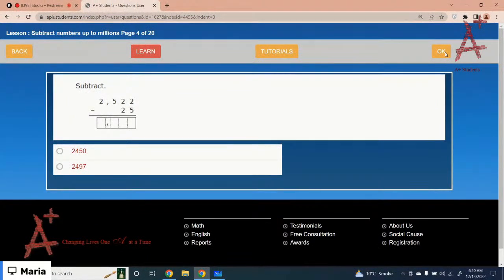Okay, which of the option is the correct one? You cannot subtract 2 out of 5, so you have to borrow 1. 12 subtract 5 is 7. Then you have 1, again borrow 1. It would be 11 subtract 2 is 9. It would be 2497. Got it?